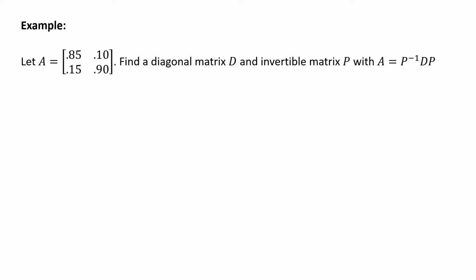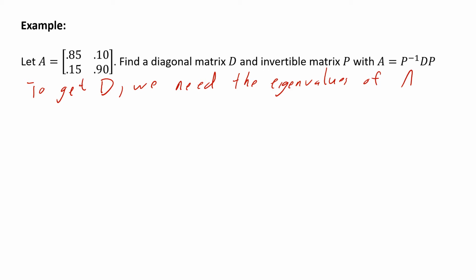So here's an example. This is the matrix that we had for our problem. Find a diagonal matrix D and an invertible matrix P that shows it's diagonalizable. So first thing, we have to get the eigenvalues of A. To get D, we said that the diagonal of D is made up of the eigenvalues. So we need the eigenvalues of A. So what do we need to do for that?